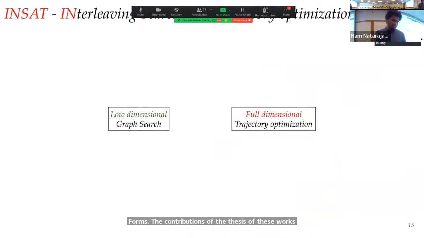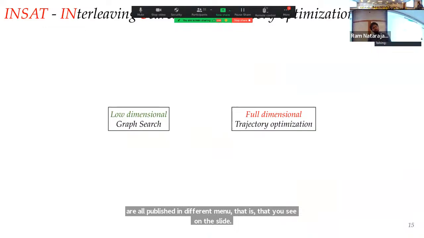Right. So first I'll go into INSAT. At a very basic level, INSAT.